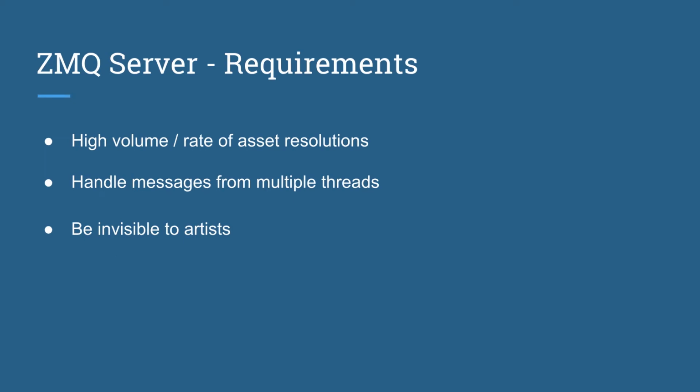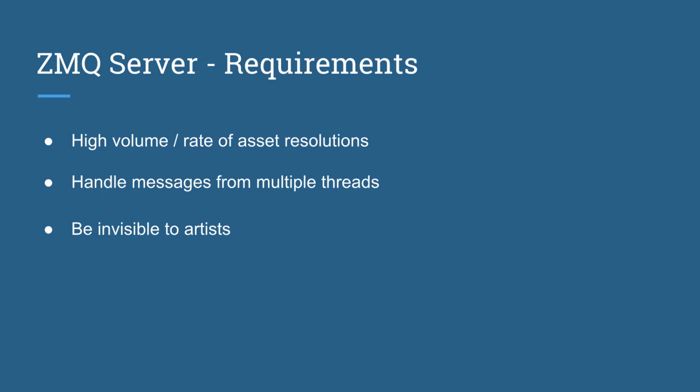Some of the requirements that our ZMQ server had to handle was that there was a really high volume of assets that we were going to resolve. USD referencing can often be many layers deep, and so we needed to keep up with the default efficiency of USD. On top of that, we needed to handle messages from multiple threads. As mentioned before, USD is inherently multi-threaded, and so we needed to make sure that we weren't adding any unnecessary delay.